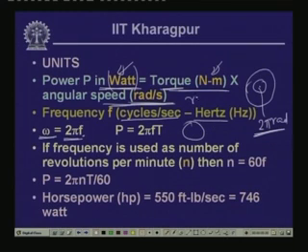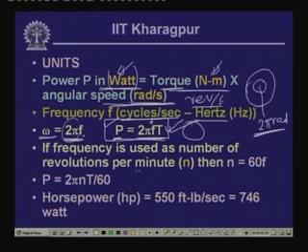So, this gives 1 revolution is equal to twice pi radian. So, this is twice pi f radian per second, and hence if we substitute for omega, we get the expression for power P as equal to twice pi f T, and this is the relationship between the power, transmitted power, and the twisting moment T, where f is the frequency at which the shaft is rotating.